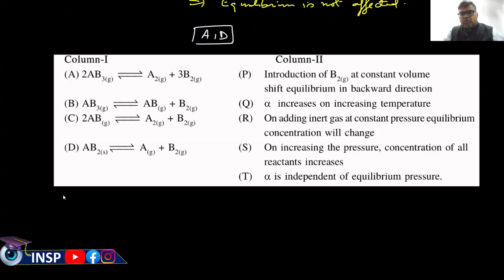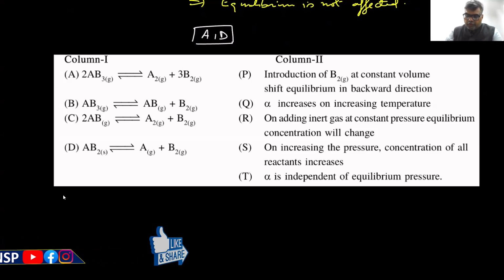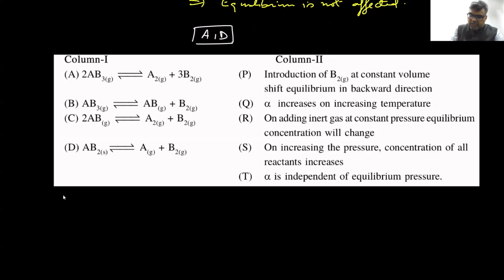First given is: introduction of B2 at constant volume shifts the equilibrium in the backward direction. You can notice that for all the equilibria, B2 is a product of the reaction. So you must know that if the concentration of a product increases, the equilibrium shifts in the backward direction.